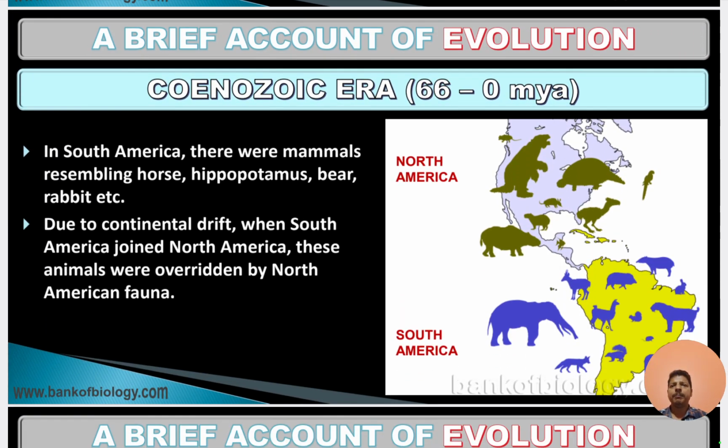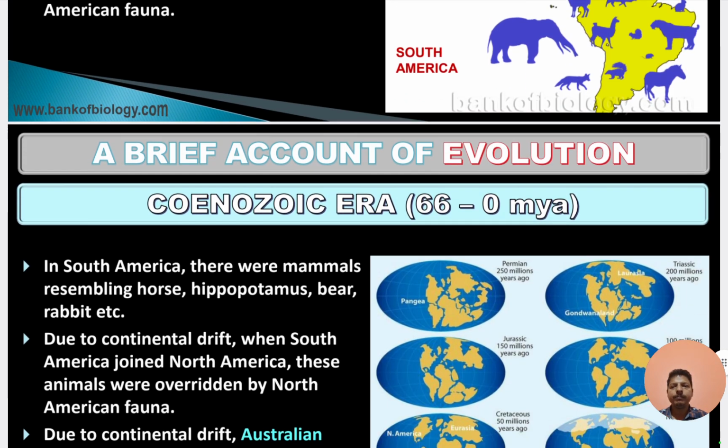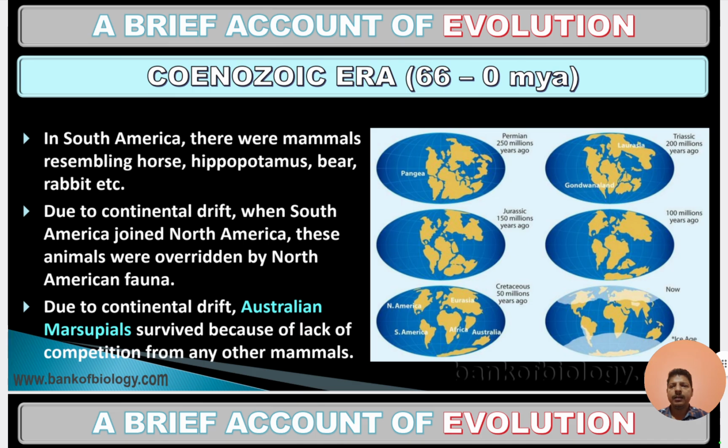In South America, there were mammals resembling horses, hippopotamuses, bears, rabbits, etc. Due to continental drift, when South America joined North America, these animals were overridden by North American fauna. Then, due to continental drift, Australian marsupials survived because of lack of competition from any other mammals.